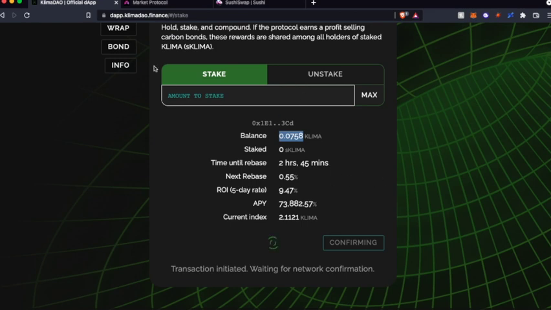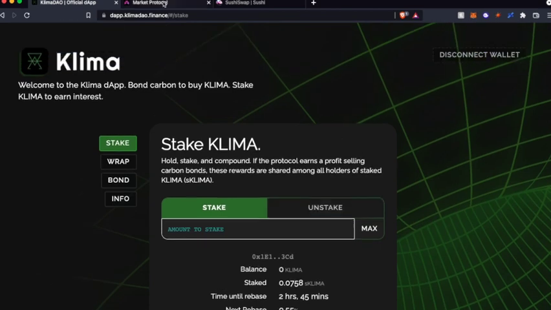So what I'm doing here, I've first provided collateral with my Klima, borrowed money in USDC, swapped it to Klima, and now I'm staking Klima. Okay, so now I have staked Klima. So you can see staked Klima is 0.0758 Klima.